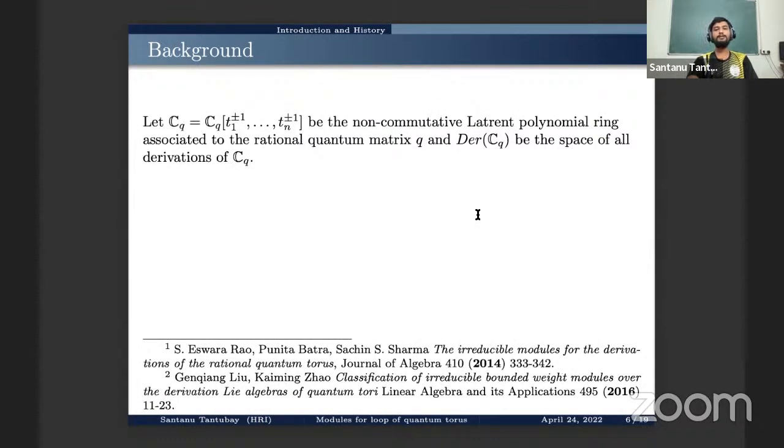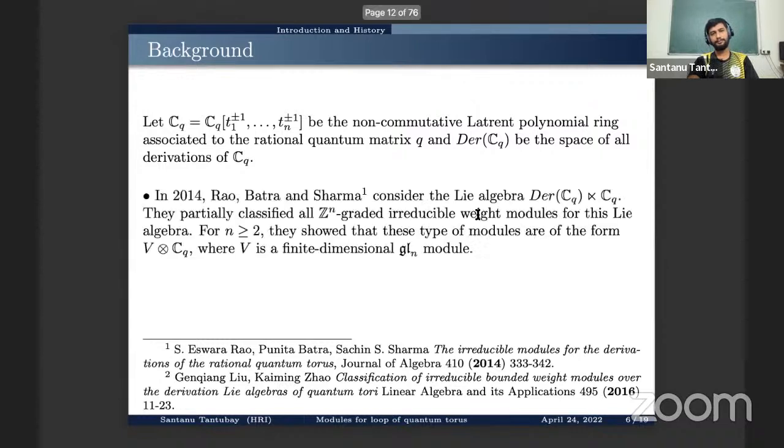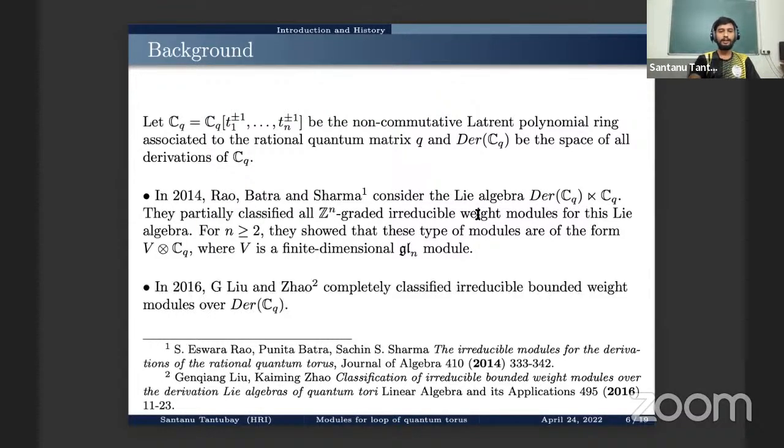Now, suppose C_Q is the non-commutative Laurent polynomial ring associated to a rational quantum matrix Q, and Der C_Q is the space of all derivations of C_Q. In 2014, Rao, Bhatta, and Sharma considered the Lie algebra Der C_Q semidirect C_Q, and they partially classified Z-graded irreducible weight modules for this Lie algebra, and for n greater than or equal to 2, they showed that this type of modules are of the form V tensor C_Q, where V is a finite dimensional GL_n module. In 2016, Zhenqiang Liu and Kaiming Zhao completely classified irreducible bounded weight modules over Der C_Q.